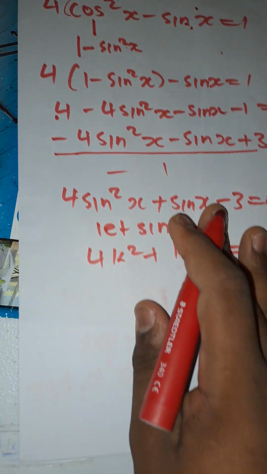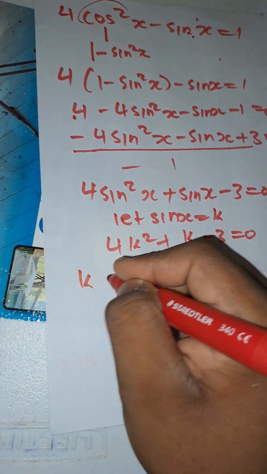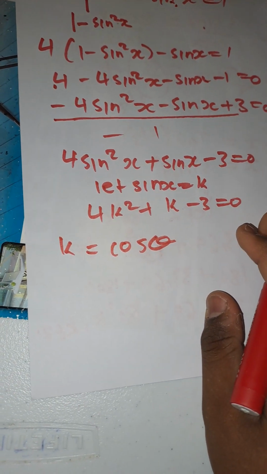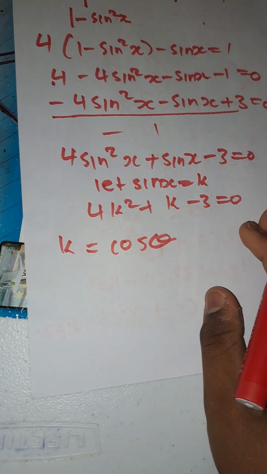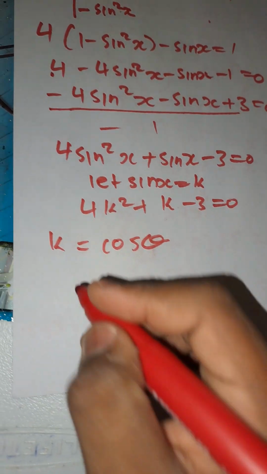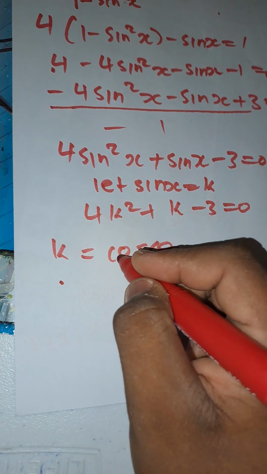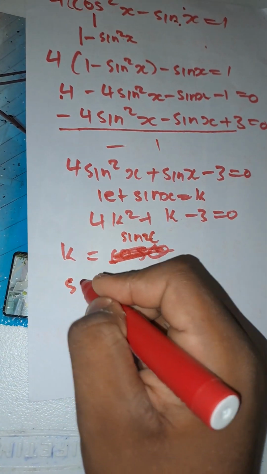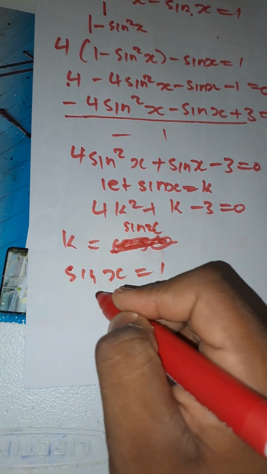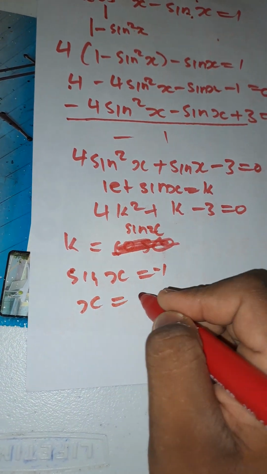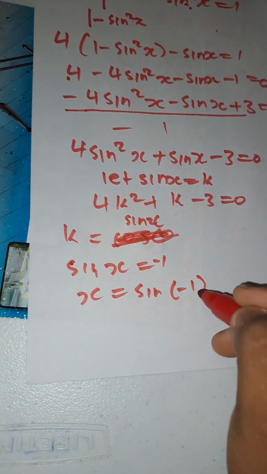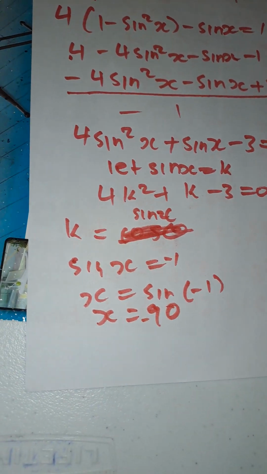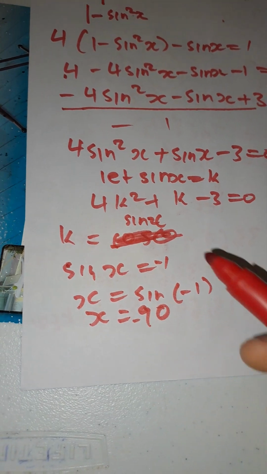After finding the value of k, that's when you're going to say k is equal to sine x. For example, let's just say maybe our k was, let me think, maybe -1. So sine x is equal to -1, and then x is equal to sine inverse of -1, and then I get my x is 90. Is it 90? -90. Yeah, I think that. So that's how you do it.